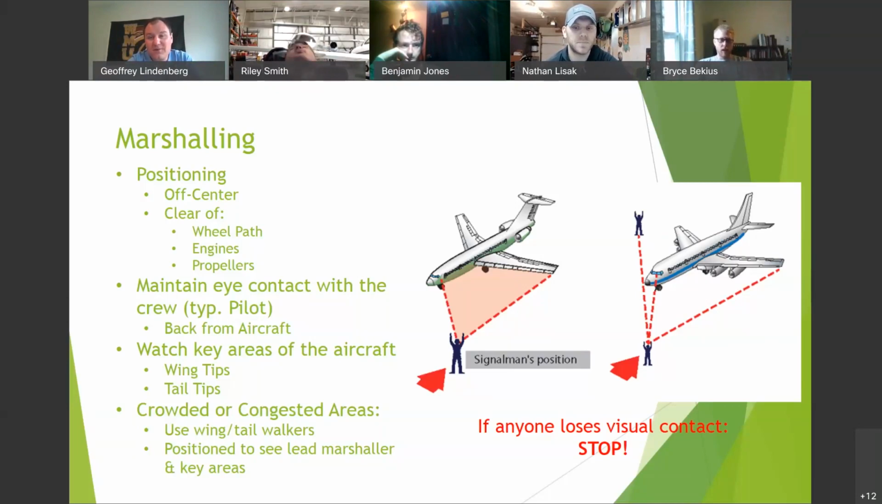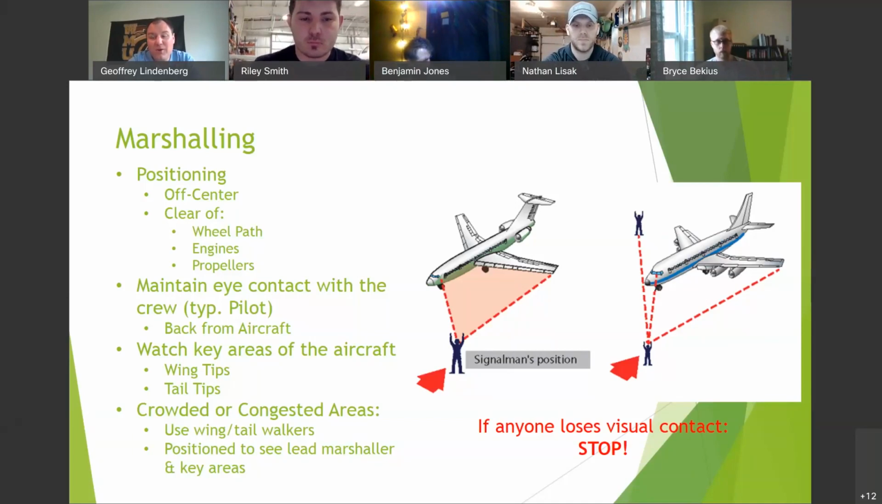And watching what are known as key areas of the aircraft. This is particularly important. The reason we have a marshaller is in crowded or congested areas, to prevent contact or FOD damage to aircraft. And so the more crowded and congested it is, the more careful you need to be. Things need to go slower, maybe double check on stuff. And that's where you start adding in additional people, what are called wing walkers or tail walkers, that are positioned to watch a specific point, really take their eyes off.